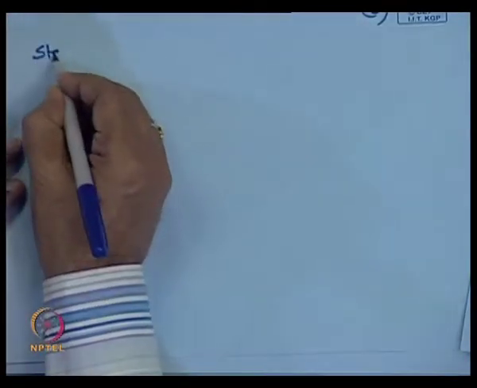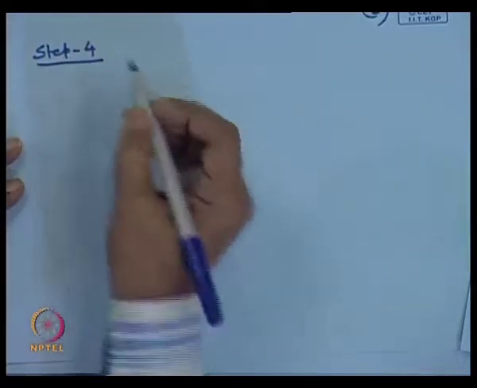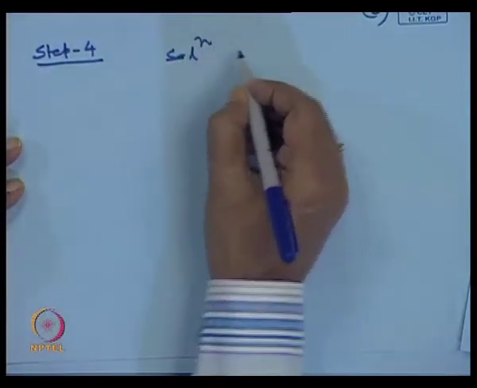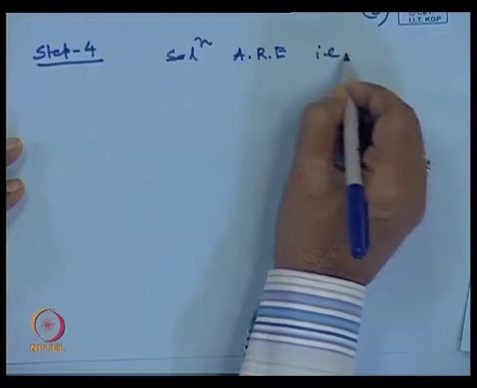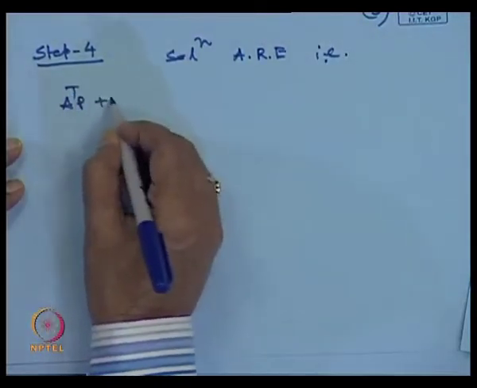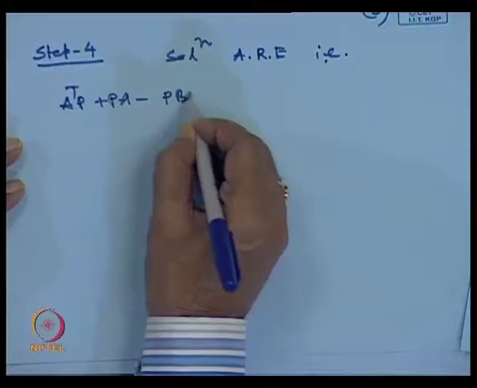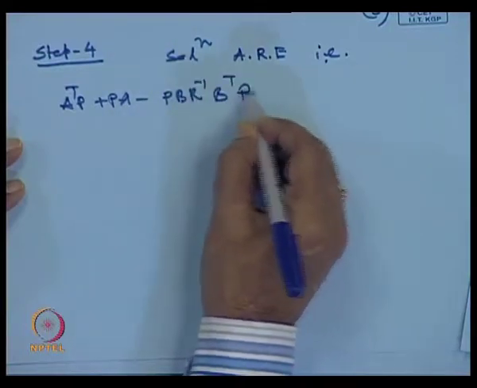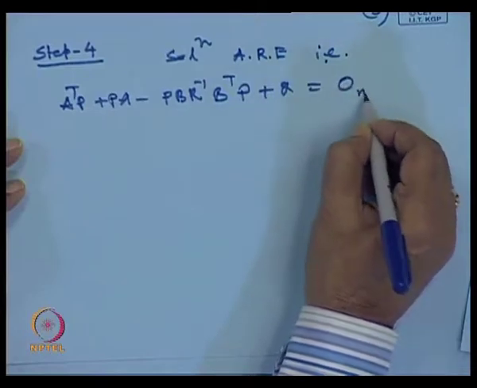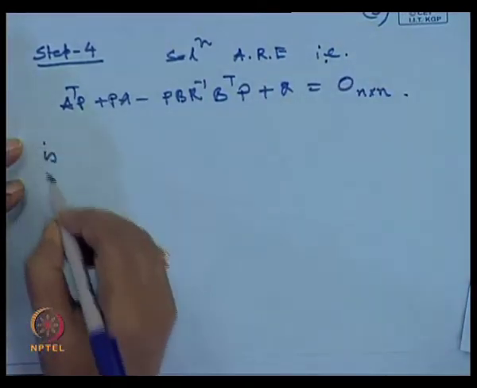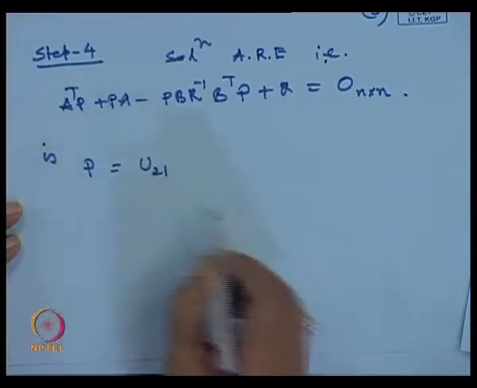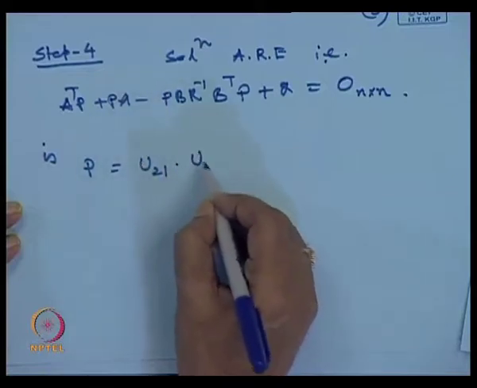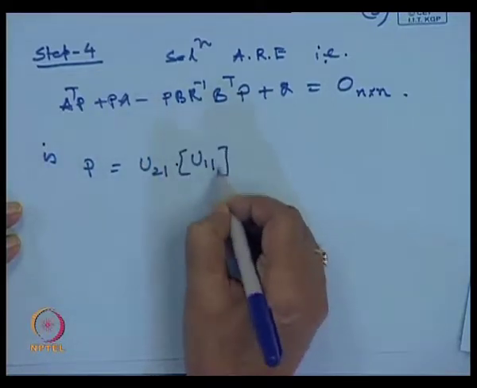So, now step 4, immediately we can write the solution of our Riccati equation. The solution of our algebraic Riccati equation, in other words, A transpose P plus P A minus P B R inverse B transpose P plus Q is equal to 0, this is n cross n, is P equals U21 matrix multiplied by U11 whole inverse of that one.